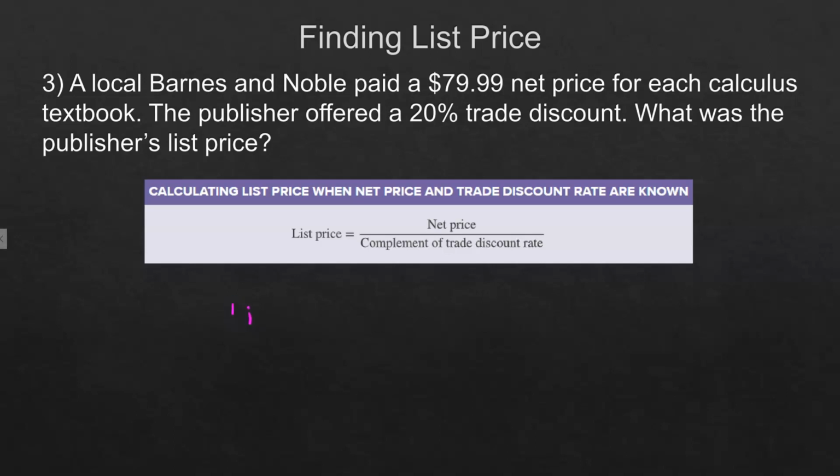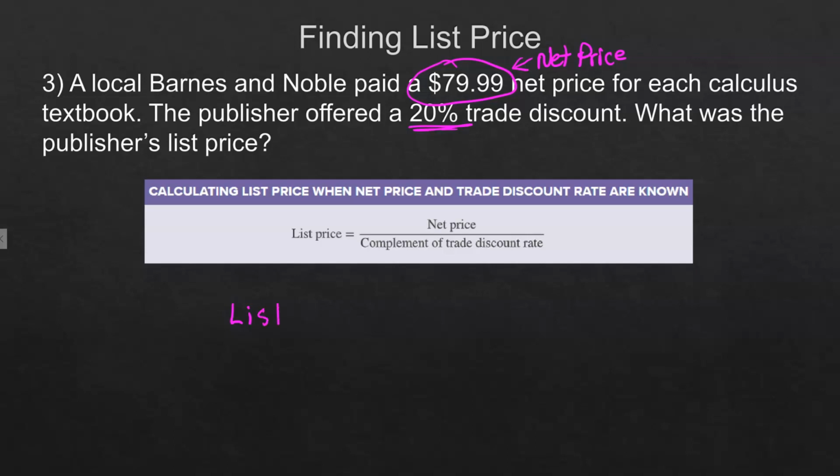So this time, let's see. We have a local Barnes & Noble that paid $79.99 net price for a calculus textbook. The publisher offered a 20% trade discount. What was the publisher's list price? So this is the net price, right? And then we have this 20% trade discount.